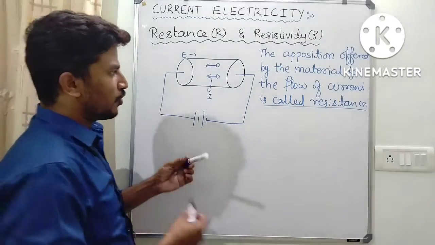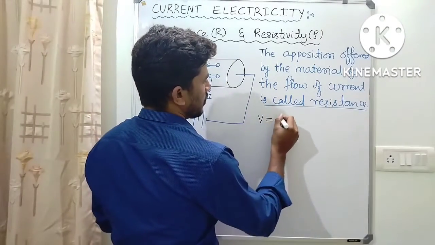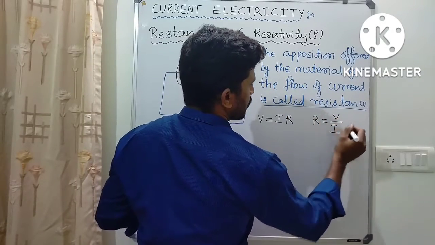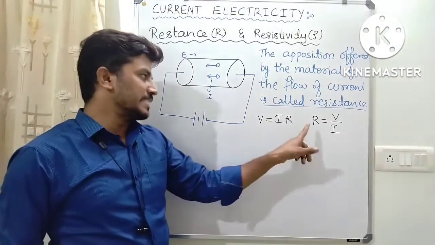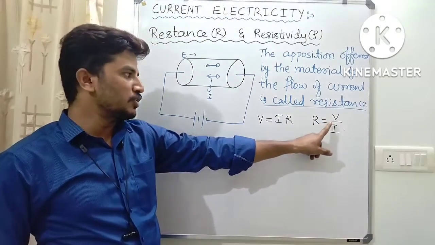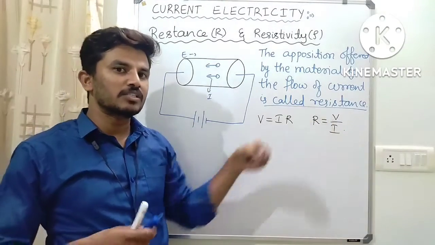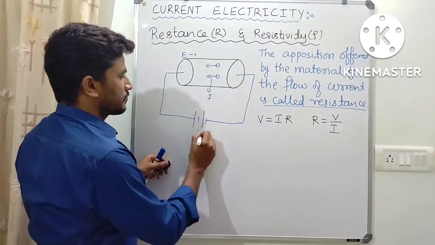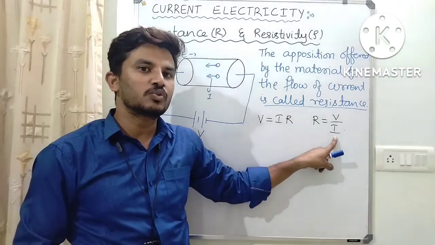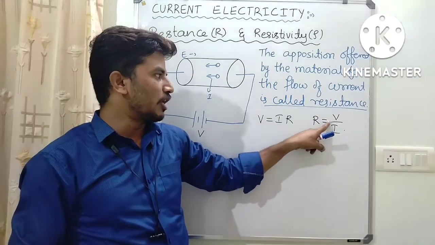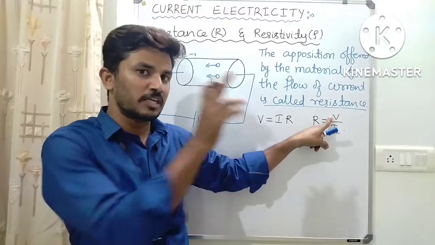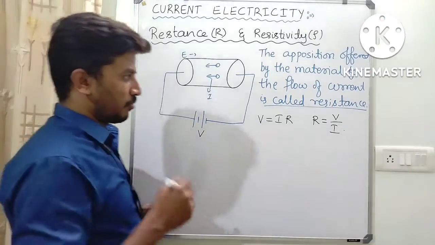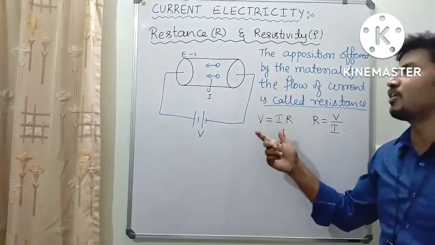From Ohm's law we know V is equal to IR. Therefore R is equal to V by I. In other words, we can define resistance as the ratio of the potential difference applied across the terminals of the conductor to the current flowing through the conductor. Now this is all about the definition of resistance.